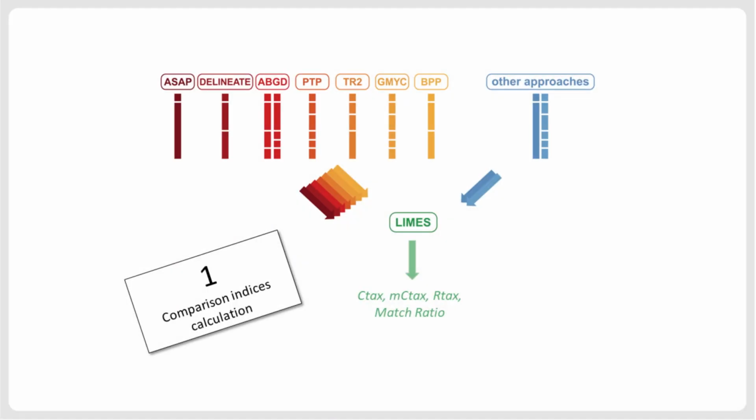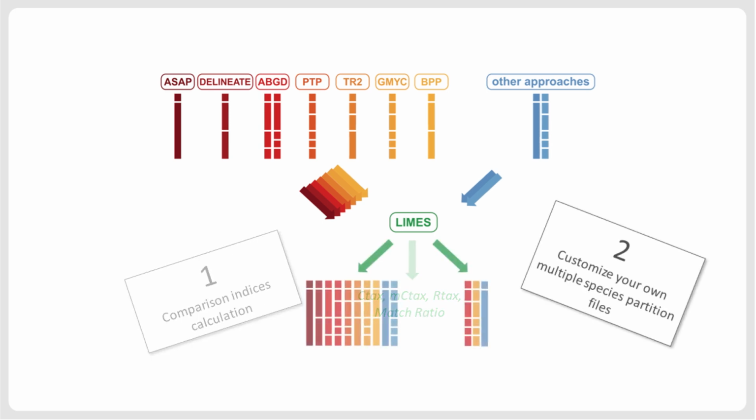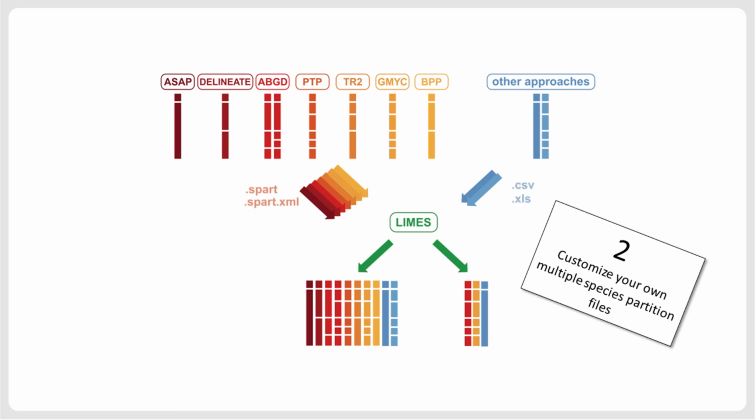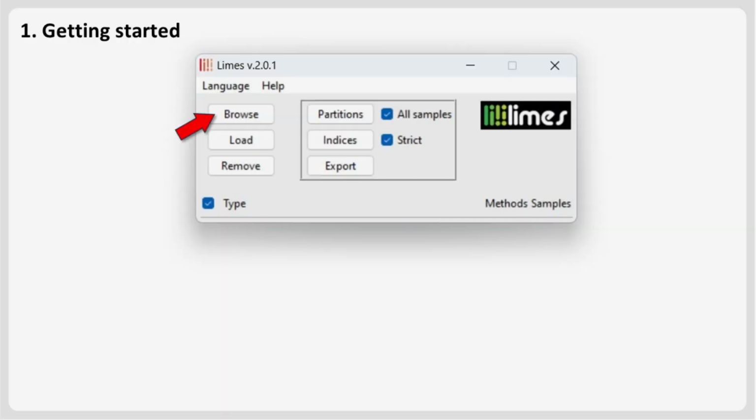LIMES is above all designed to compare alternative species partitions applying statistical indices such as C-tax, MC-tax, R-tax, and match ratio. But you can also use LIMES to customize your own partition file by merging, extracting, and exporting partition files. LIMES is a versatile tool that can read, convert, and export partition files in the SPART format. The program also accepts species partitions coded from Excel or CSV files.